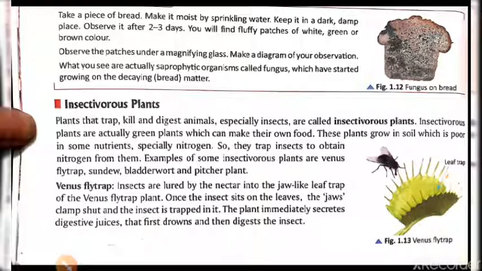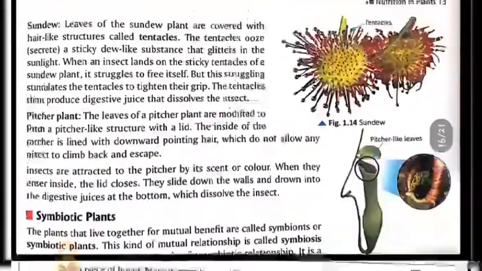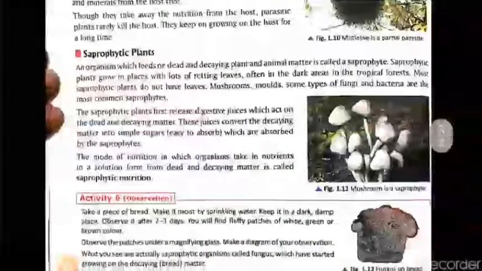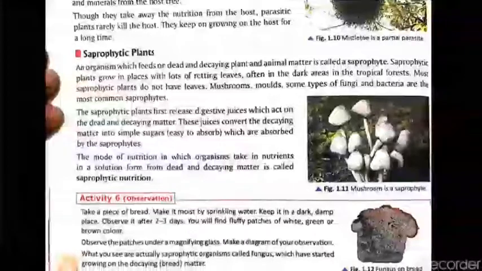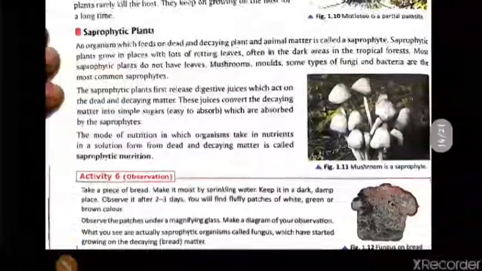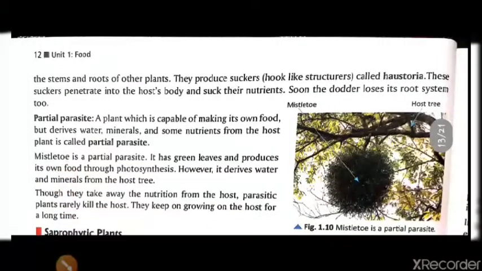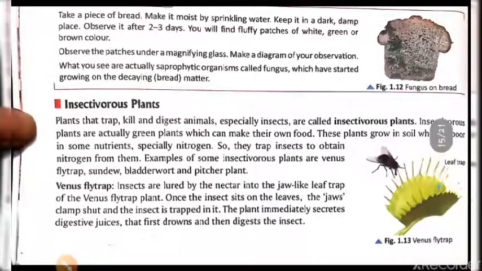In the saprophytic mode, we had seen that they feed on dead and decaying organisms. Here we have the mushroom, which is saprophytic, so it feeds on dead and decaying parts. Now today in this video we are going to read about the insectivorous plant. This is the third type of heterotrophic nutrition.